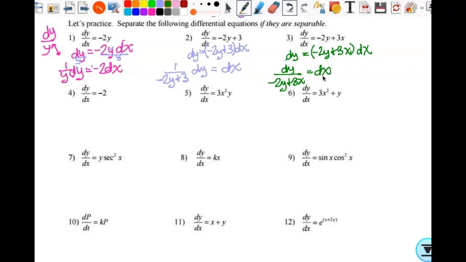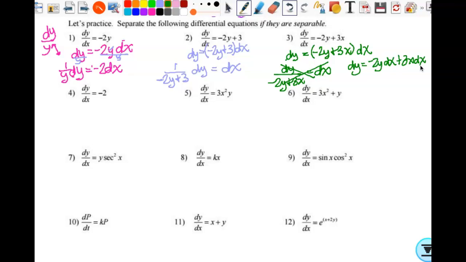I haven't done anything wrong. But I have an x over here where I wanted only y's on one side, only x's on the other side, right? So there's no way really for me to move this x out of the denominator. So I'm kind of stuck there. I didn't want to go down that road. Now, if I distribute this, so if I say dy is equal to -2y dx plus 3x dx, which is what I saw also, that's a good thing to try, right?